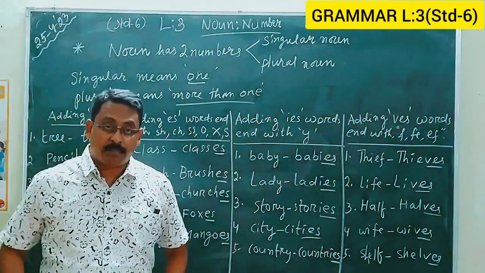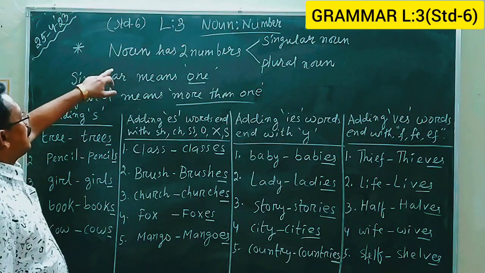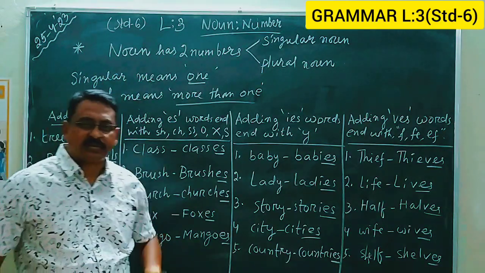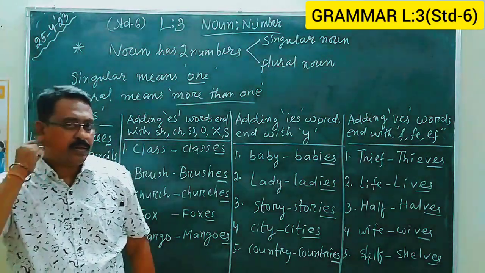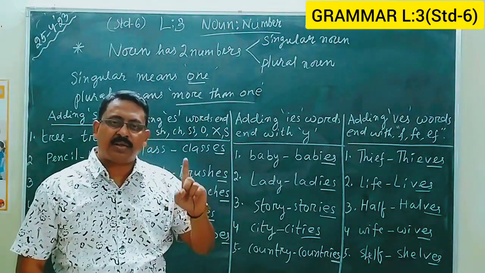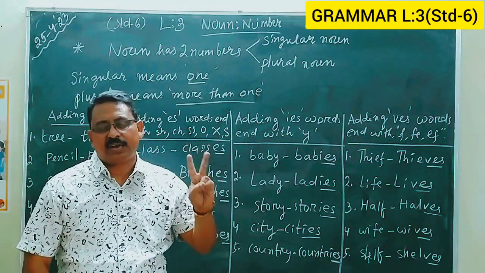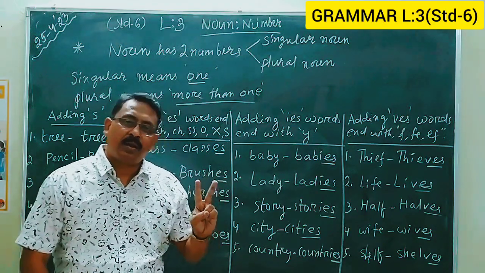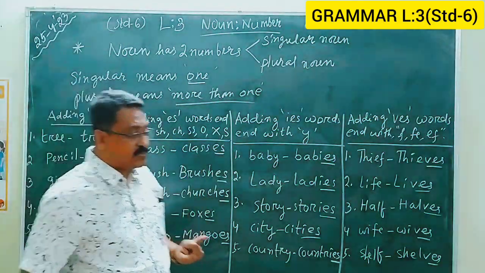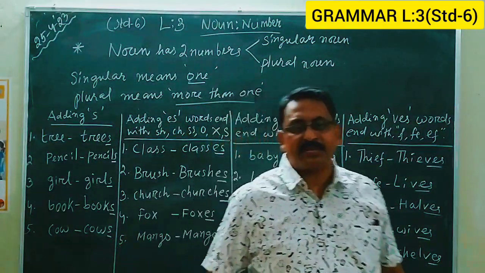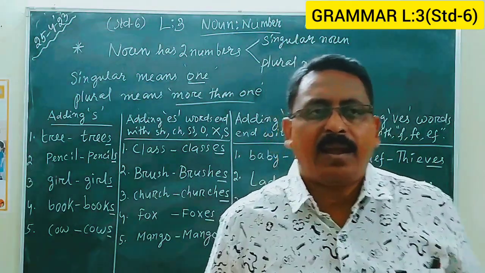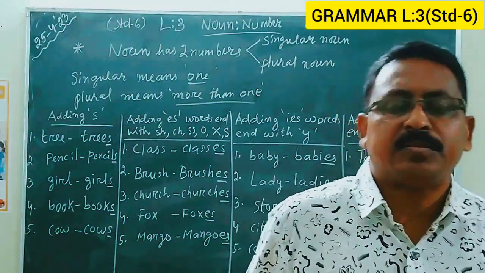What is number? Noun has two numbers. The first one is the singular number, and the second one is the plural number. Singular number means one, and plural number means more than one.